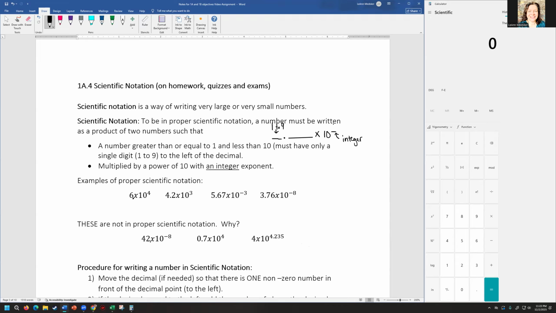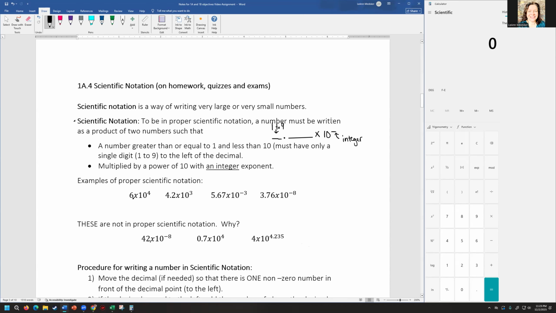5.67 times 10 to the -3, one digit in front of the decimal. And it has to be a 1 to a 9. We're good there. Integer exponent. 3.76 times 10 to the -8. Again, one digit in front of the decimal, and it's a 1 to 9. And then we have our exponent being an integer.